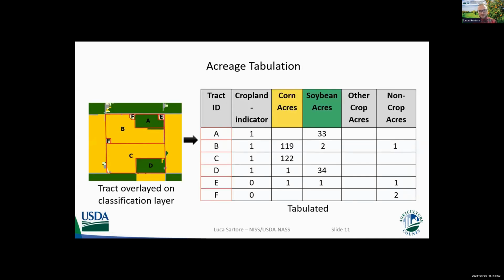So once we have the fields that have this missing information, we have these boundaries that delineate the areas where we have to make some predictions. What we do is overlay these boundaries on our predictions, and then we summarize the area, the acreage, for specific crops of interest. In this case, looking at the fields that we here call tracts, those that have a cropland indicator of 1, we are able to summarize the acreage for corn and soybeans, but we also have other crops of interest that we can summarize from these predictions.